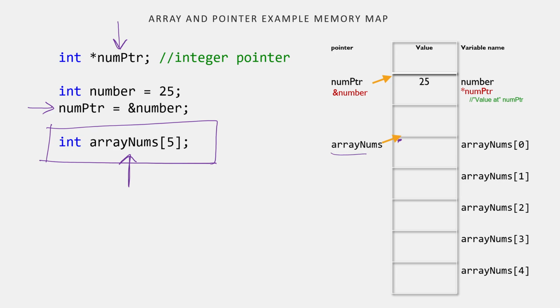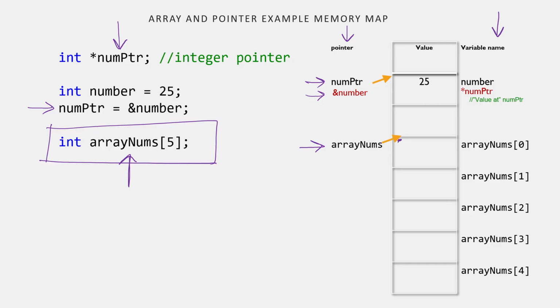So array nums is an integer pointer. Num pointer is an integer pointer. Address of number is an integer pointer. Those are all of the same data type. Number is an integer. Value at num pointer is an integer. And array nums at any index is also an integer. So in this column, they are all the same data type. And in this column, they are all the same data type.